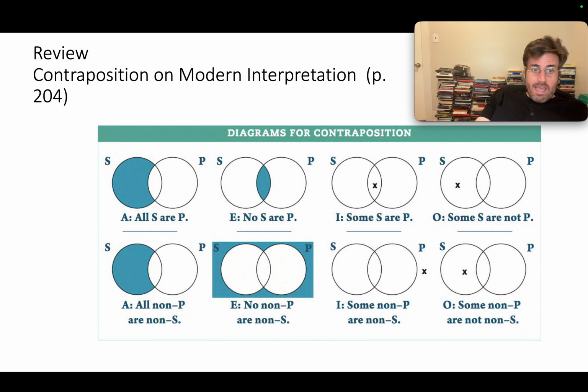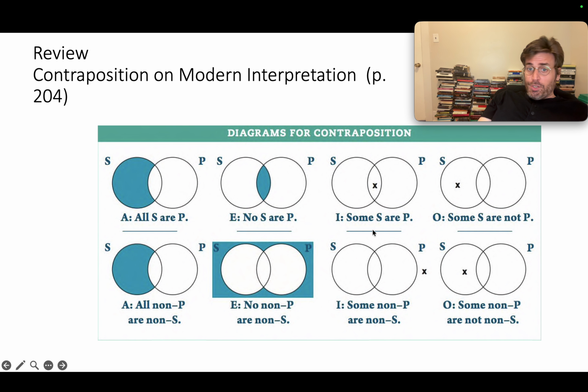Well, the A proposition is identical here. All S are P becomes all non-P are non-S. So these are logically equivalent. That's a valid inference we can make. We cannot make a valid contraposition of the E proposition. No S are P becomes no non-P are non-S. That's not a move we can make.